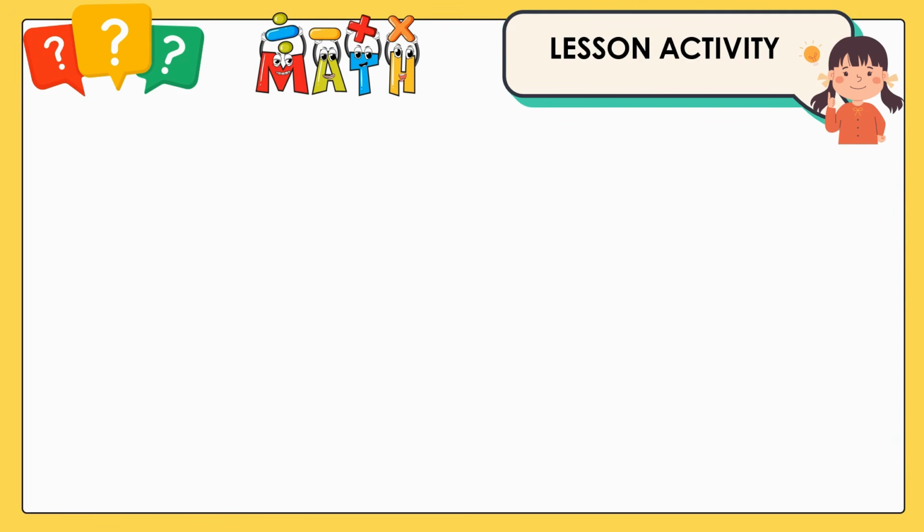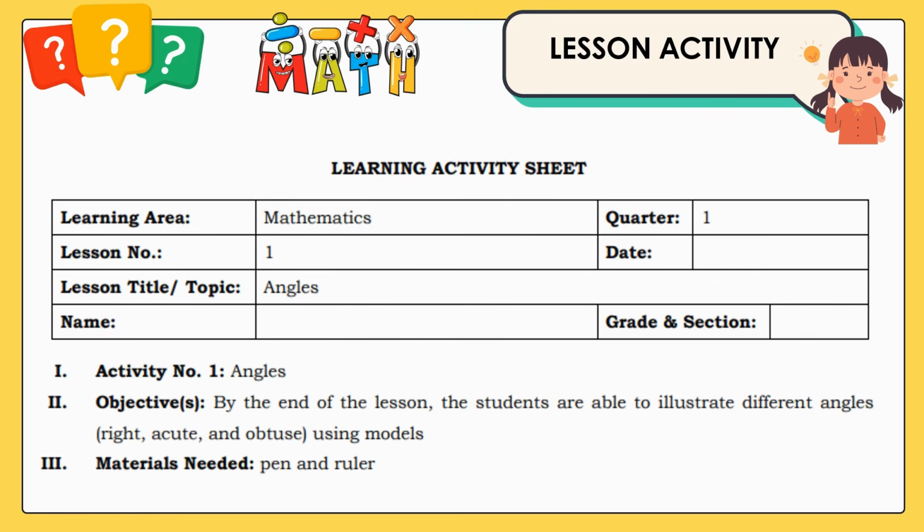Let's have a lesson activity. Here is the learning activity sheet. Lesson title or topic: angles. Activity number 1, angles. Objectives: by the end of the lesson, the students are able to illustrate different angles, right, acute and obtuse using models. Materials needed, pen and ruler.